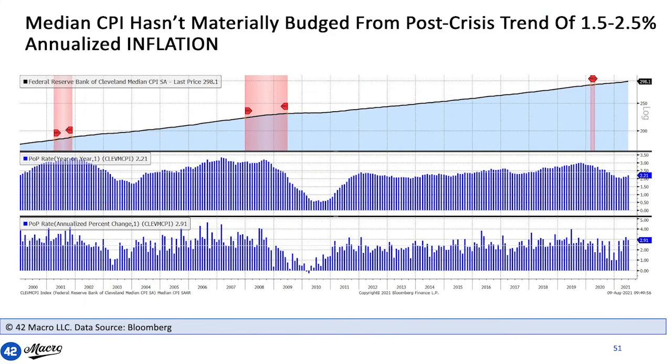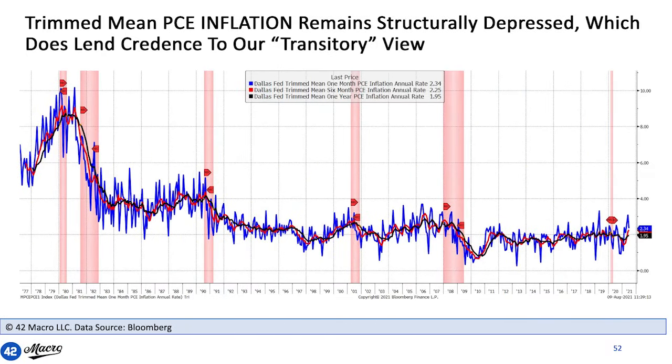On slide 51, median CPI hasn't materially budged from its post-crisis trend of 1.5 to 2.5% annualized inflation. We're a little bit above that at 2.91% currently in terms of the annualized rate. But again, nothing to write home about in terms of a sea change like what we're observing in things like used cars, airfare, hotels, autos and stuff like that, and dining out. On slide 52, trimmed mean PCE inflation remains structurally depressed, which does lend credence to our transitory view.